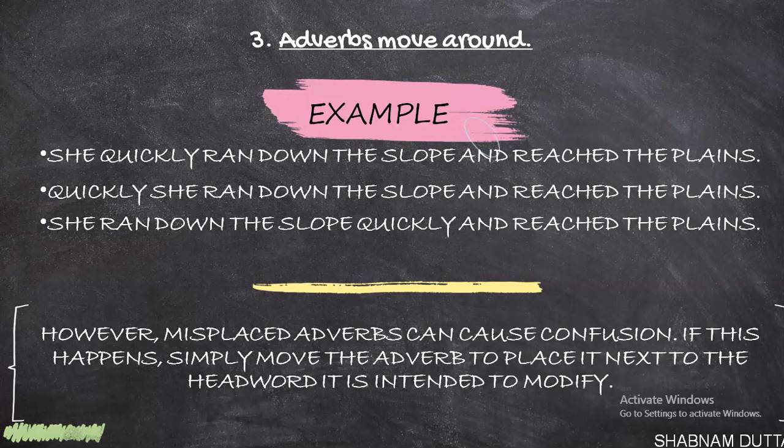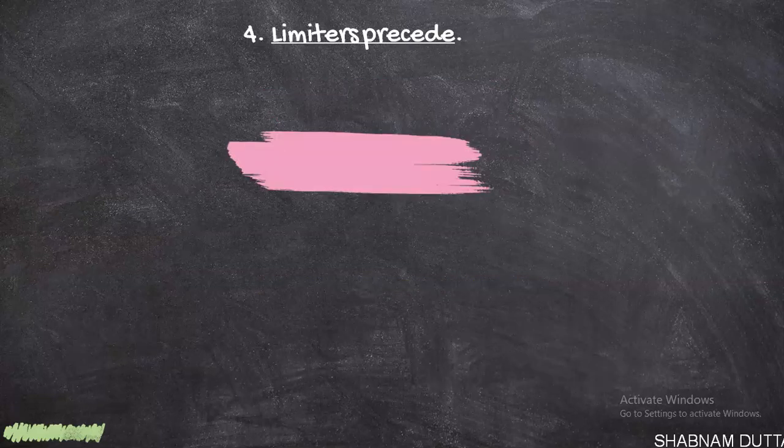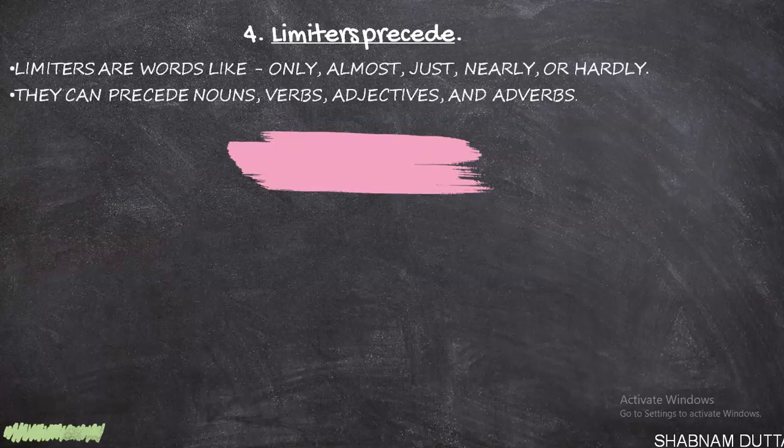However, misplaced adverbs can cause confusion as well. So in this case, simply move the adverb to place it next to the head word it is intended to modify. Okay? Now, the next rule we need to follow is the rule of limiters precede. Let's first see what limiters are. Limiters are words like only, almost, just, nearly or hardly. They can precede nouns, verbs, adjectives and adverbs.